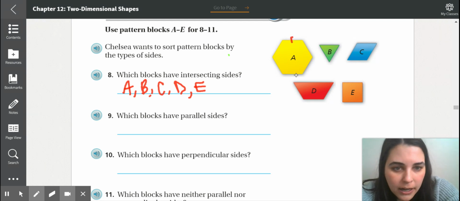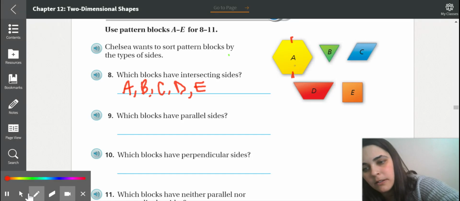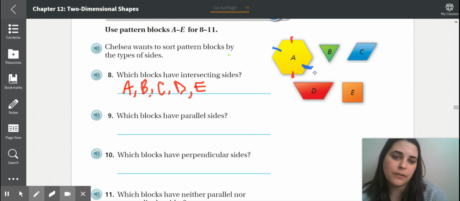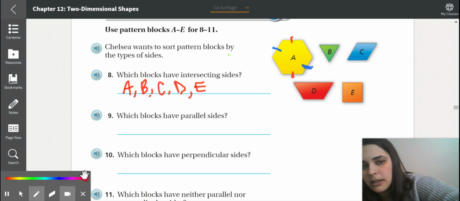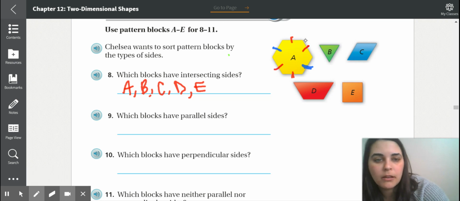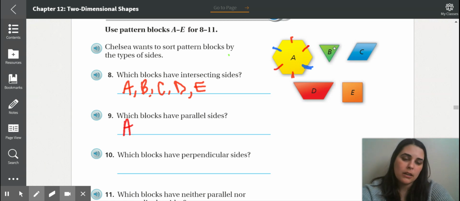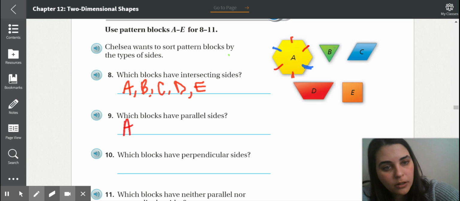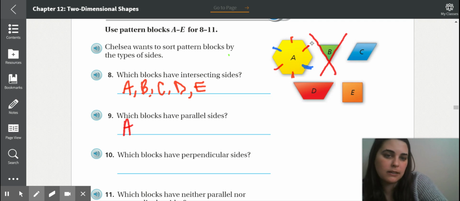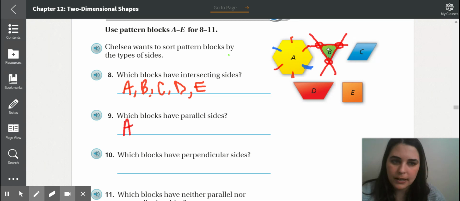Okay, this side here and this side there, those will never cross. Let's look at this side here. This side and this side, those will never cross and meet. And same here. So we know that A has parallel sides. Let's look at B. Okay, B, all of this triangle here, all three sides will connect and make angles. So if I were to extend these lines, this is where they meet. So B has no parallel sides.